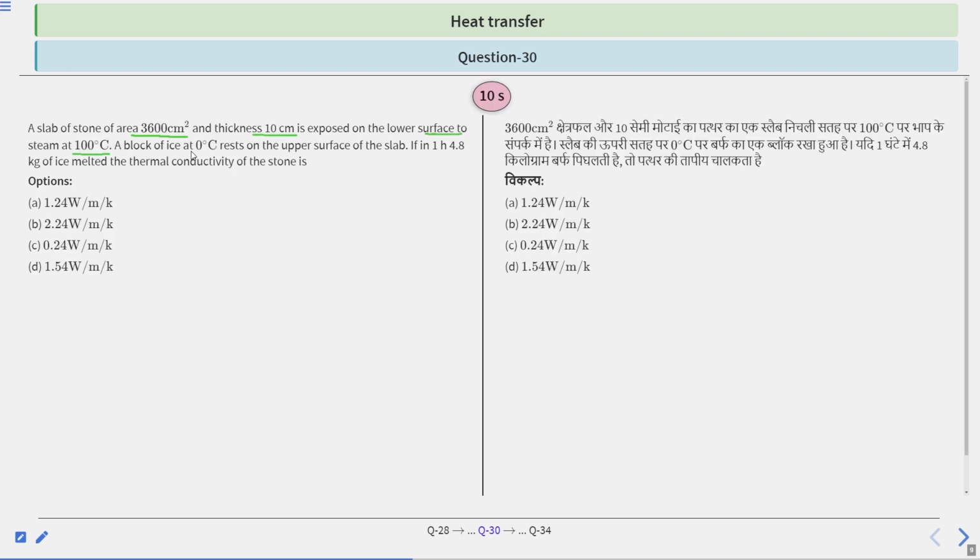A block of ice at 0 degrees Celsius rests on the upper surface of the slab. If in 1 hour 4.8 kg of ice melted, what is the thermal conductivity of the stone? Given options: option A is 1.24 watt per meter per Kelvin, option B is 2.24 watt per meter per Kelvin, option C is 0.24 watt per meter per Kelvin, and option D is 1.54 watt per meter per Kelvin. Which option is correct? You have 10 seconds to solve this question. After 10 seconds, we will provide the solution.